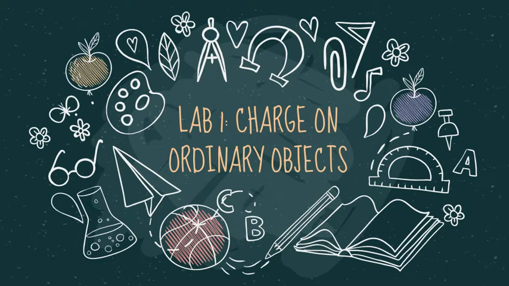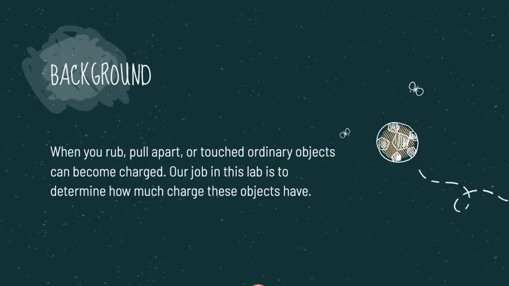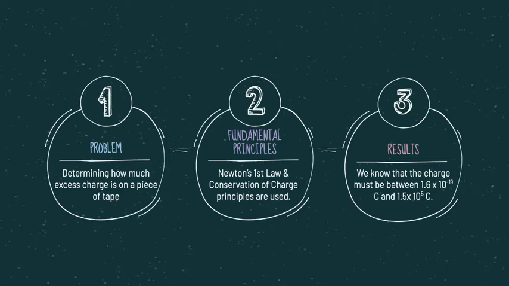In the first lab, we discuss how ordinary objects can become charged. When you pull apart, rub or touch objects in your daily life, they can accumulate charge. In this lab, our job is to determine just how much charge these interactions create. We will be exploring charge on everyday objects to determine how much excess charge is on a piece of tape when they are pulled apart.